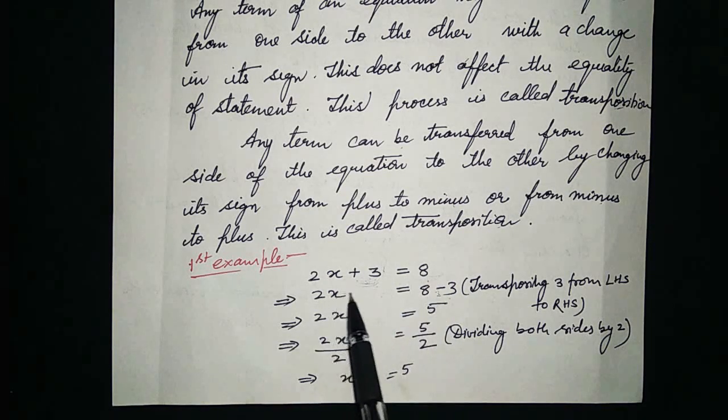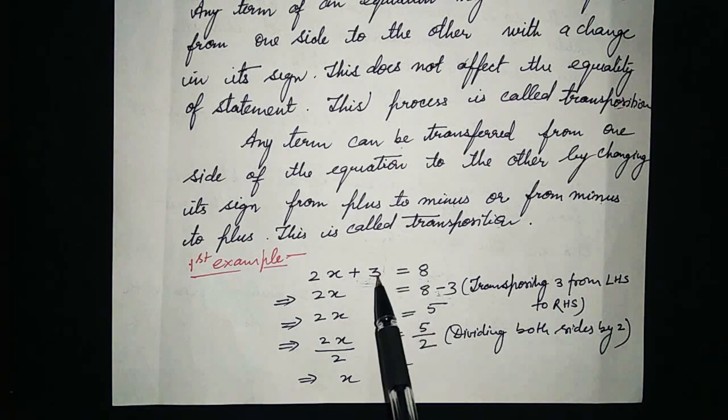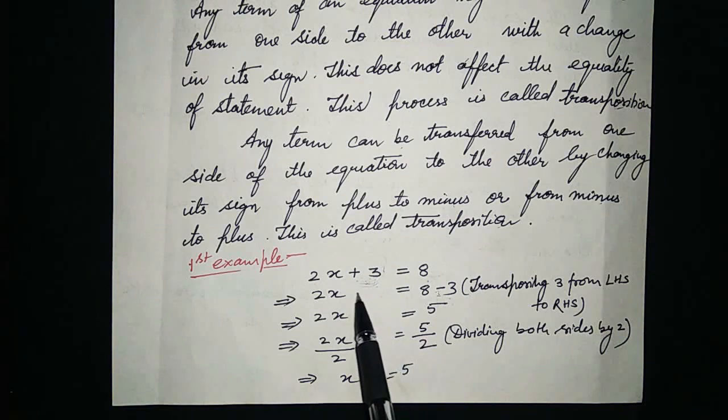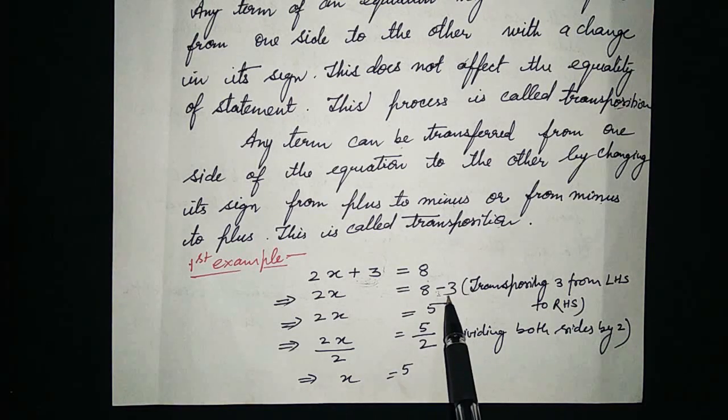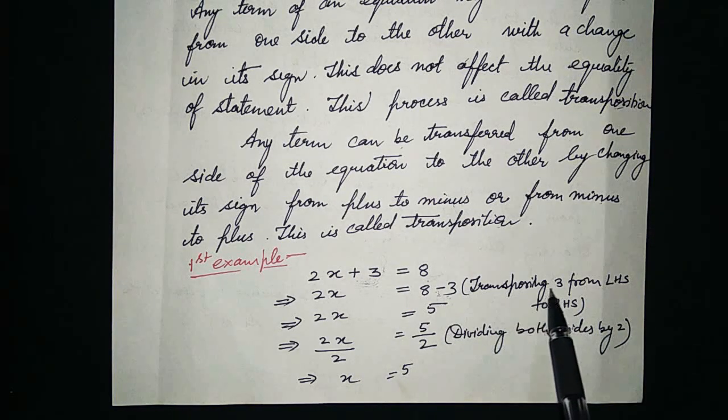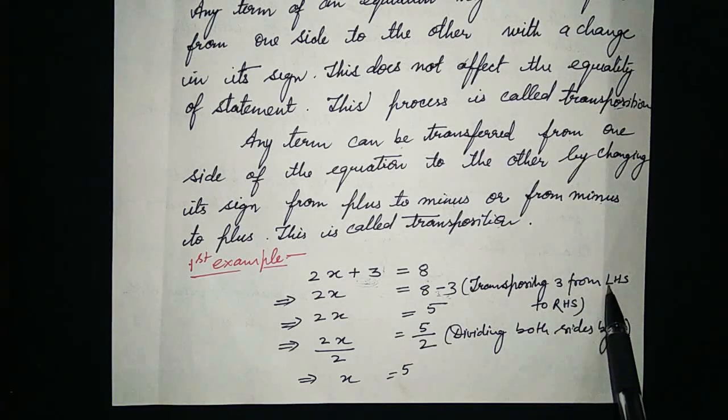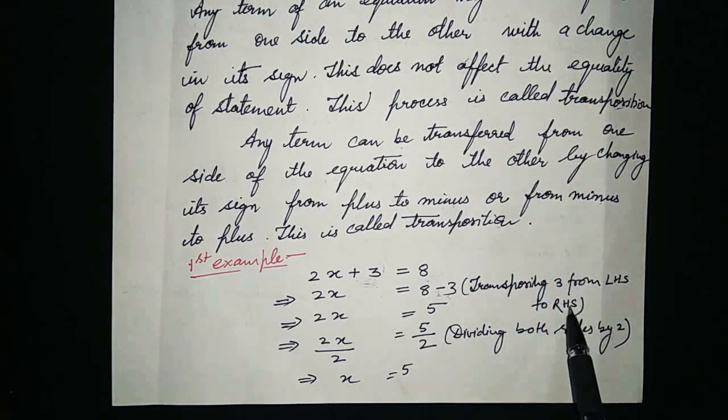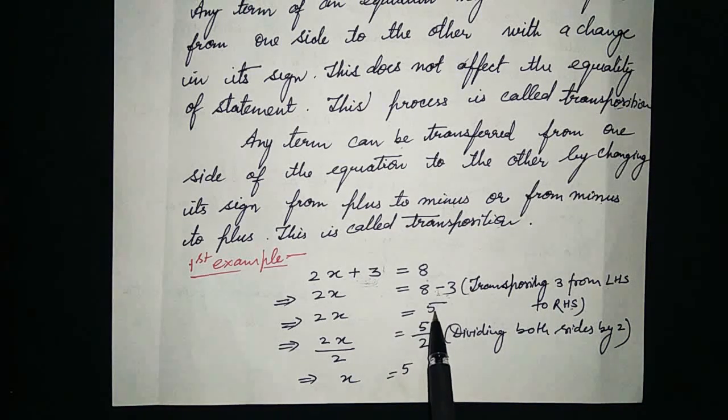So now see, here what you have done: you have transposed plus 3 from left hand side to right hand side. Here you can see I have written transposing 3 from left hand side to right hand side. Now the equation is 2x is equal to 5.